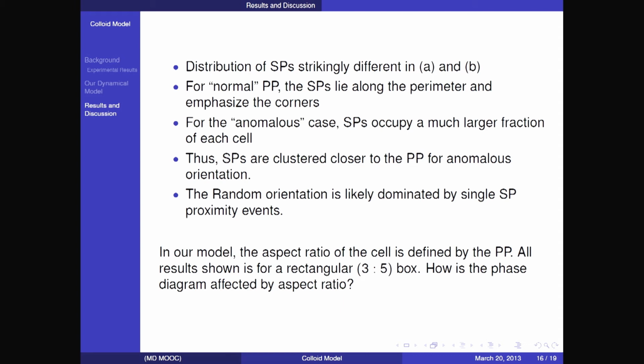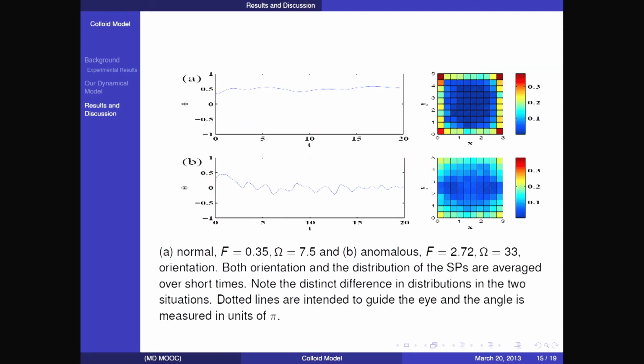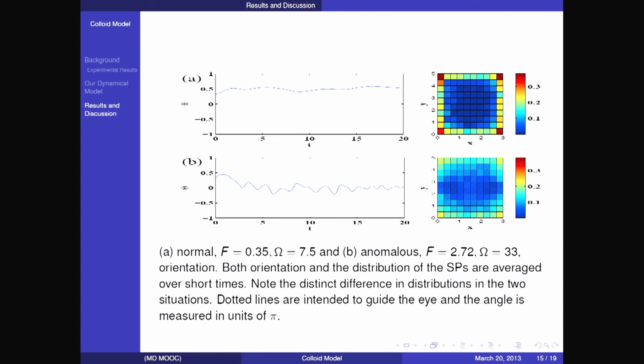The other thing which is sort of interesting in our model, which the experiment doesn't have, is the fact that we have this cell. As you can see here, the cell is 3 units in this direction and 5 units in this direction. So the ratio of the x to y is 3:5. Now, of course, the normal orientation is this way, meaning the rod itself is longer in this direction than in that direction. So how does that affect things?